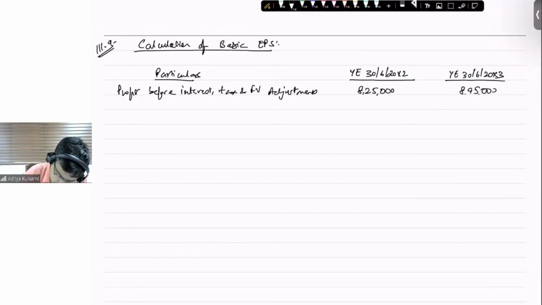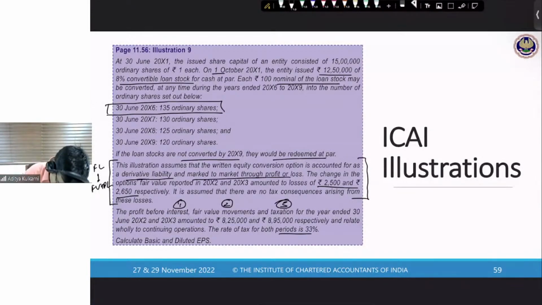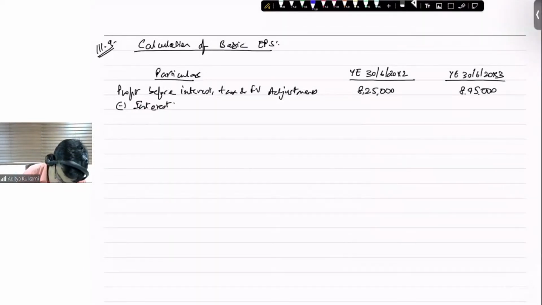825, 895 less interest. Okay. So how do I calculate the interest? On 1st October, that means after 3 months, July, August, September, after 3 months, entity issued 12,50,000 of 8% convertible loan stock. So this is going to be 12,50,000, 8%, 9 by 12. So that comes to 75,000.